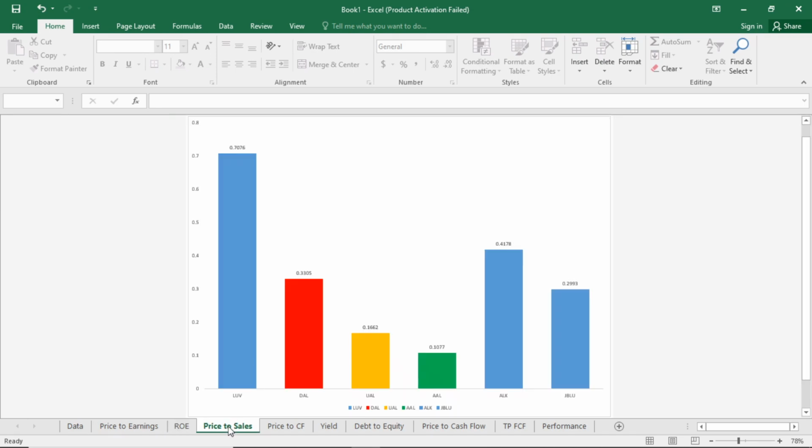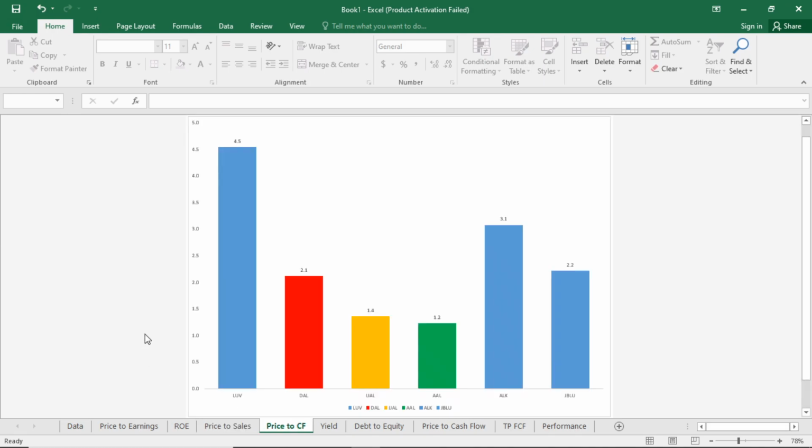Then price to sales: how much money am I going to pay for the largest amount of sales. So the more sales, the lower the price. That's what this ratio is depicting. We want the lowest number because we want to pay the least amount of money for the most amount of sales. And American seems to be the best one, then United, and then Delta.